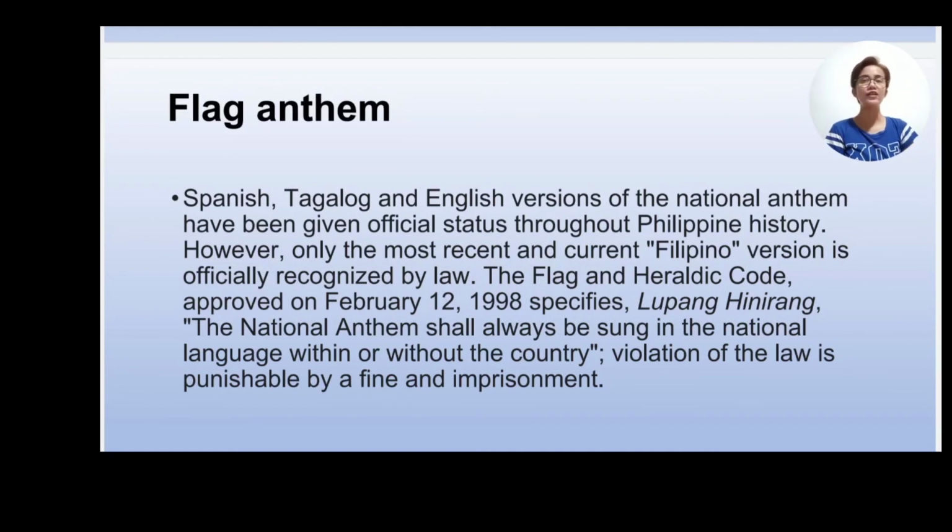So, wherever you are, whether you are inside the country or outside the country, regardless of what country you are in, kung bisan asa pa ka sa nasod nagpuyo, bisan pag dito na ka nagpuyo, whenever you're going to sing the national anthem, you must sing it in our national language, which is the Filipino.